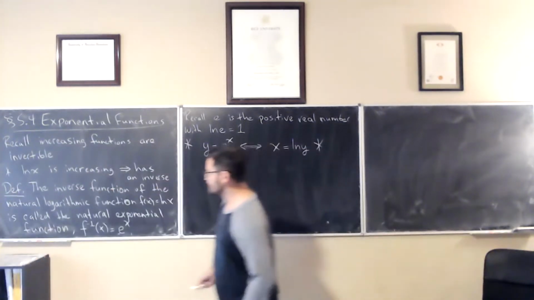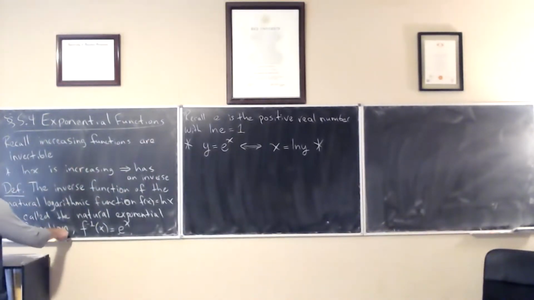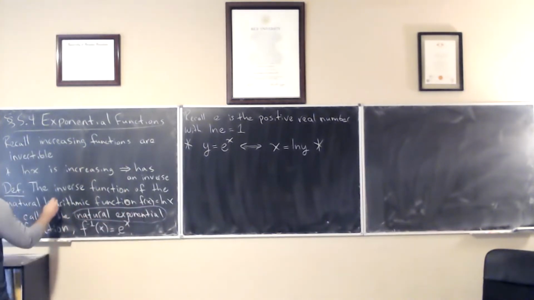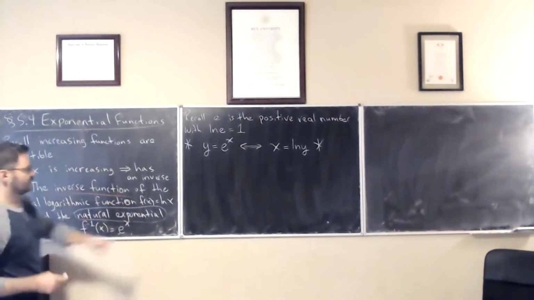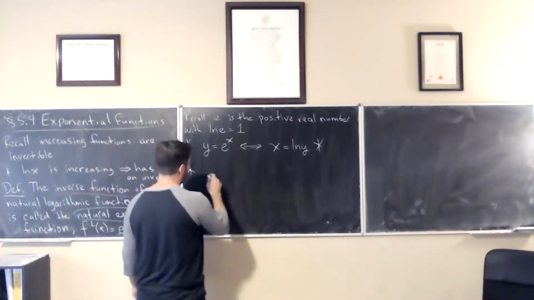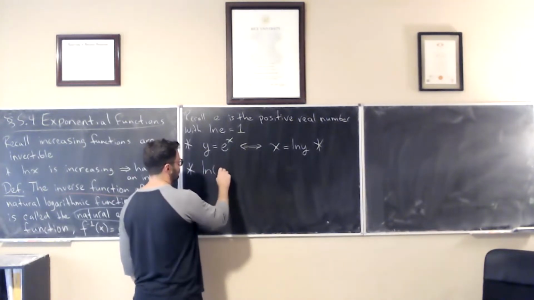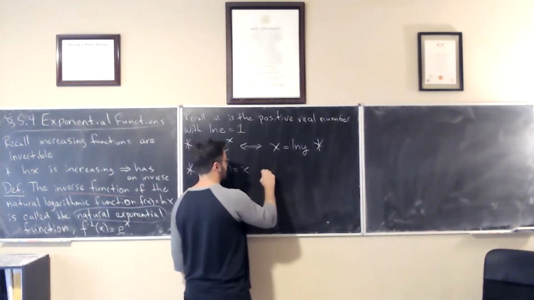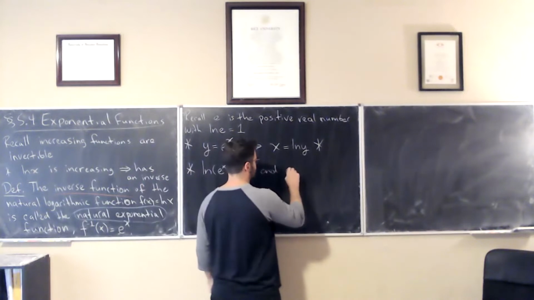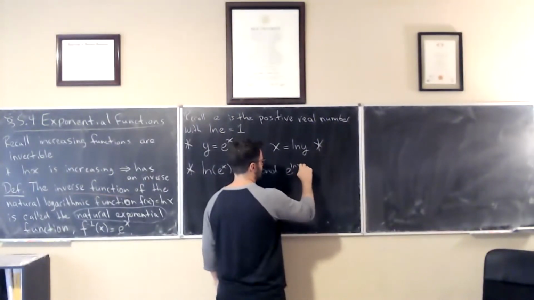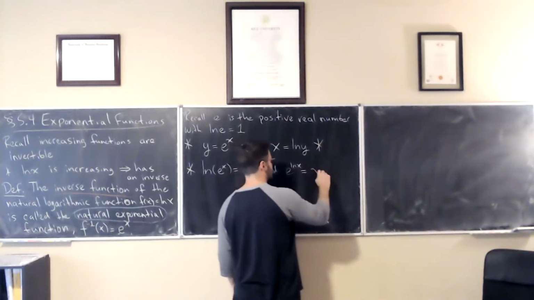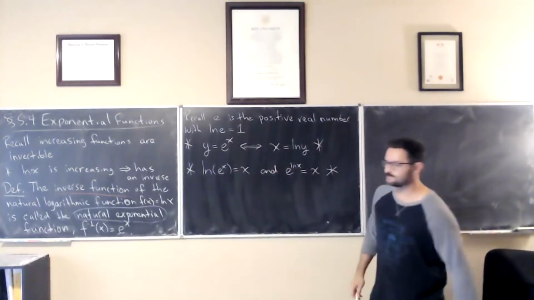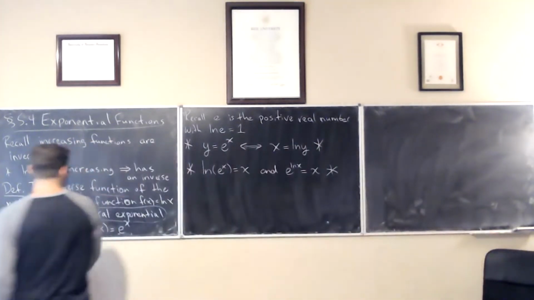And again, this natural exponential function is the inverse function of the natural log. So it's important to note that if you compose natural log with its inverse, you get back x. And if you compose the natural exponential with your natural log, you get back x. And that's just by these functions being inverses of each other. Okay.